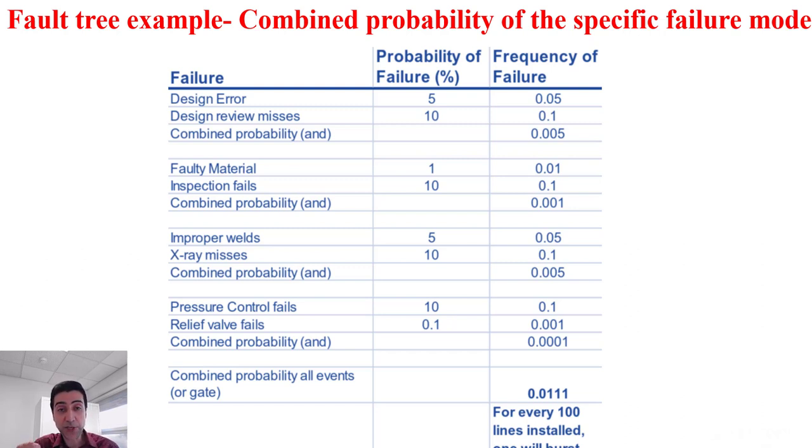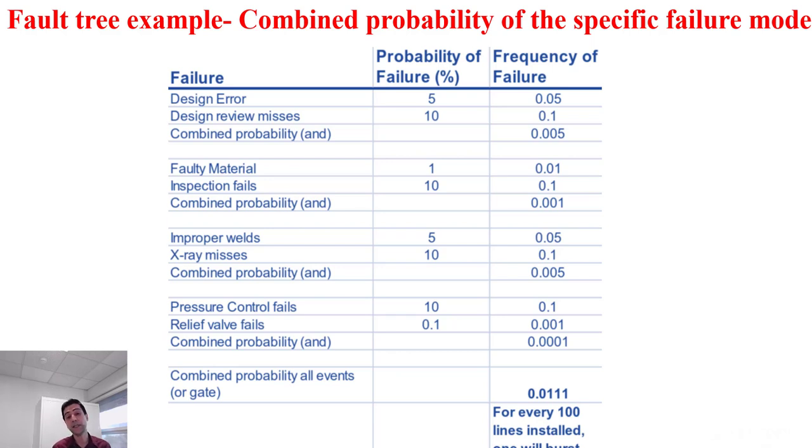And the summation of 0.005, 0.001, 0.005, and 0.0001 will result in the combined probability for all events, which is equal to 0.0111. It indicates that for every 100 steam lines that we install, one will burst. So there needs to be countermeasures for this particular failure mode.